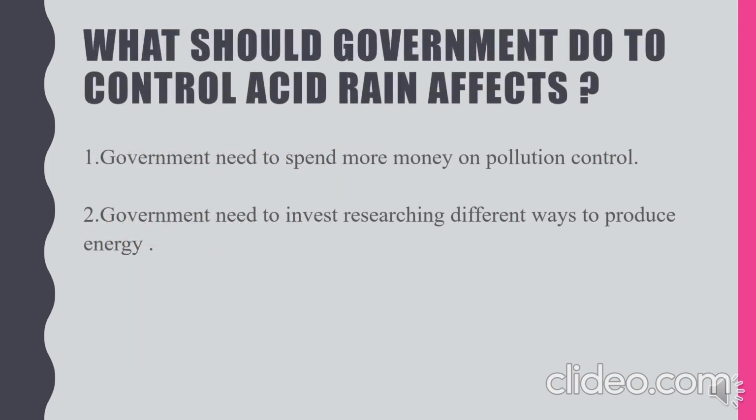What should the government do to control the effects of acid rain? The government needs to spend more money on pollution control. The government needs to invest in researching different ways to produce energy.